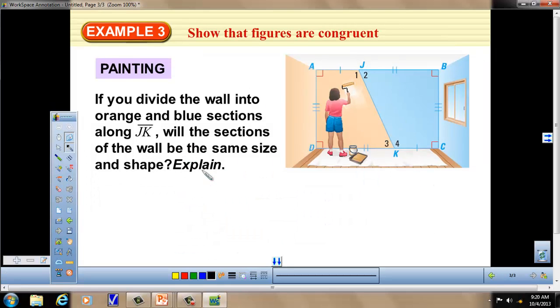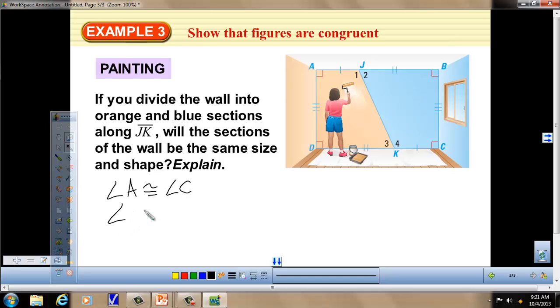Well, let's see. We've got angle A should correspond to angle C, because it looks like this one's in between 1 and 3. That's also between 1 and 3. So we can say angle A is congruent to angle C. We can say angle D corresponds to angle B, and those are both congruent.